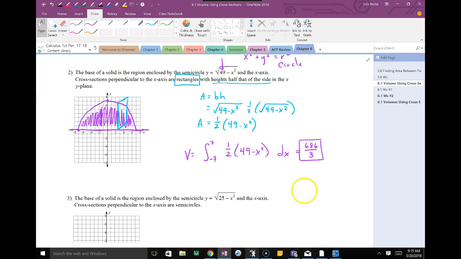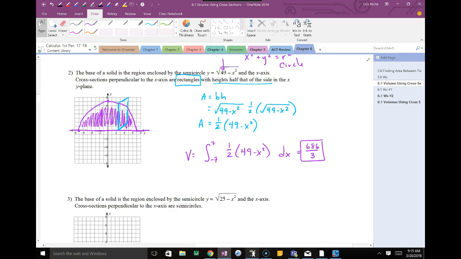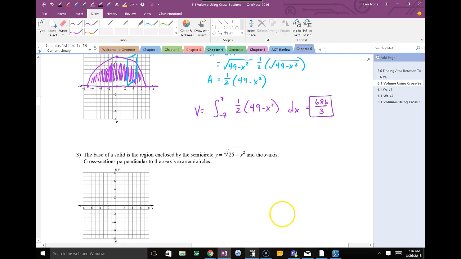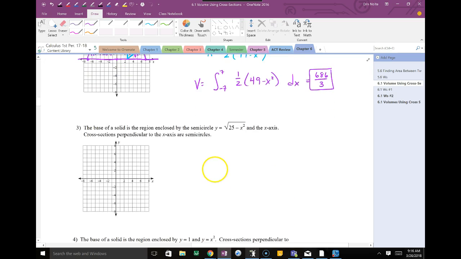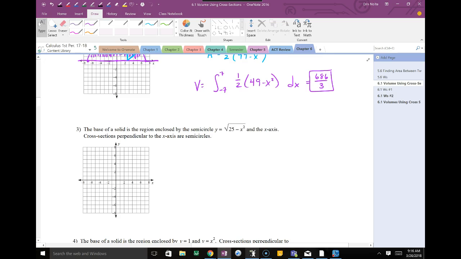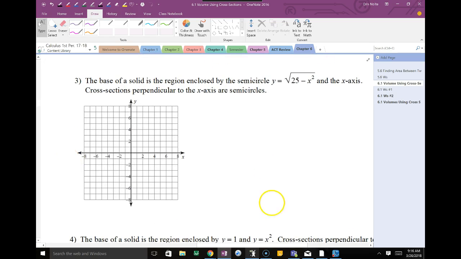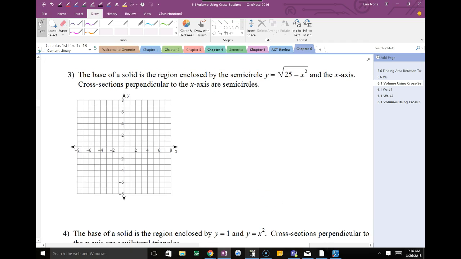Okay. Let's do this semicircle one because semicircle can be a little bit confusing. We all okay? Good? Okay, so let's try this. We're going to do 2 more problems and then we'll call it good.